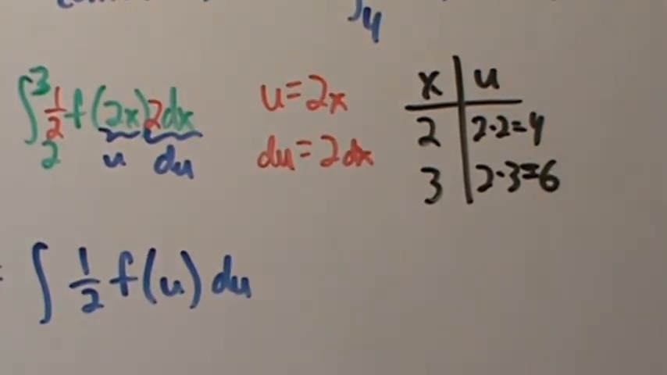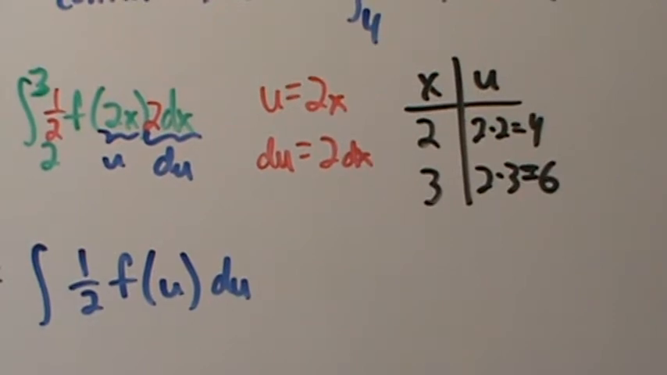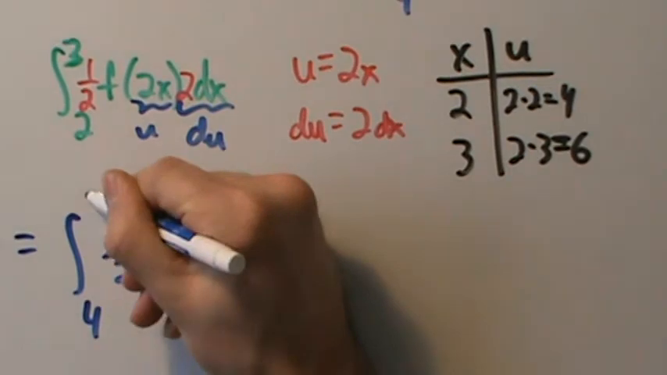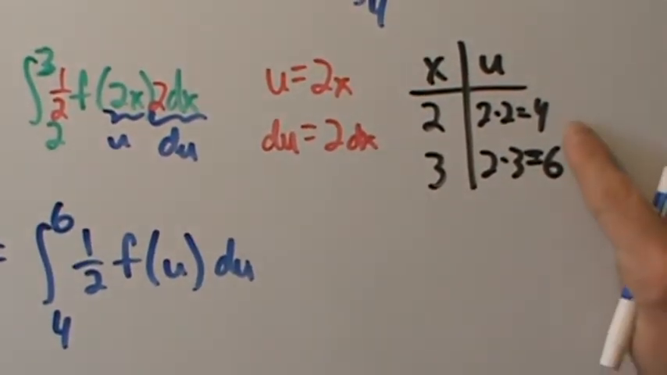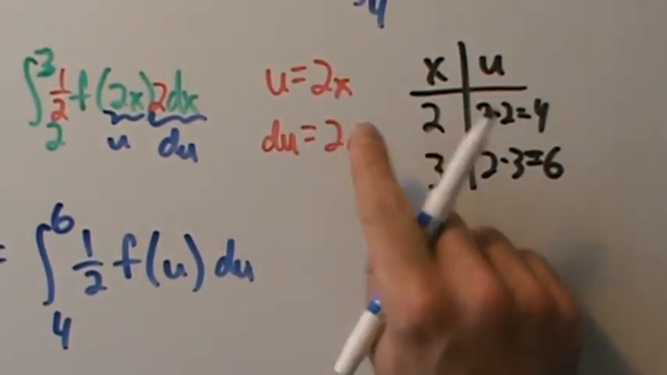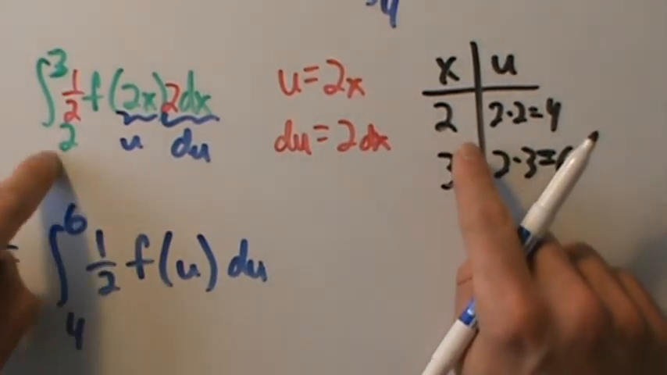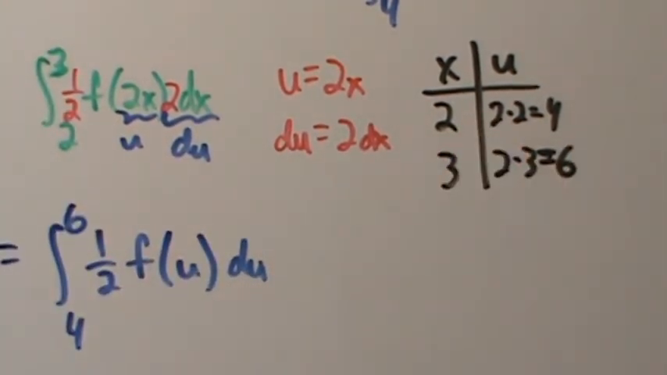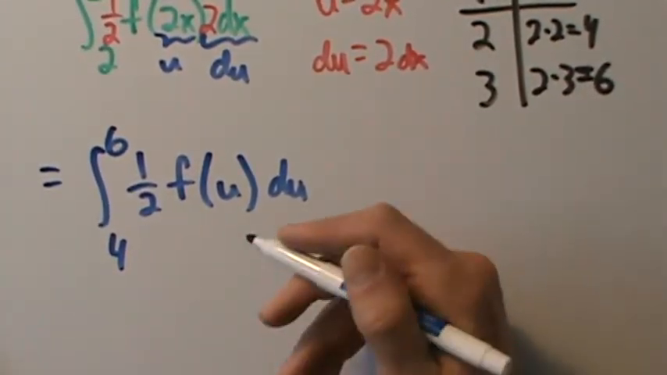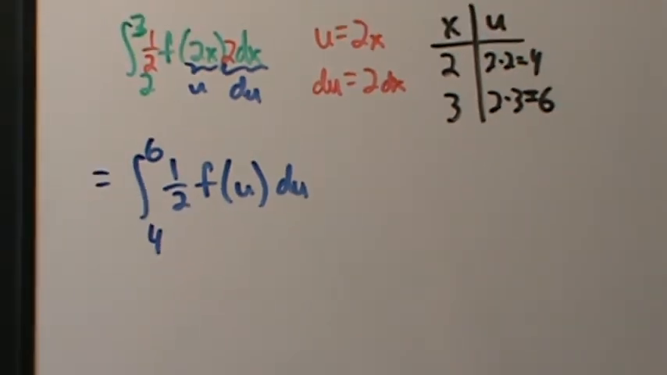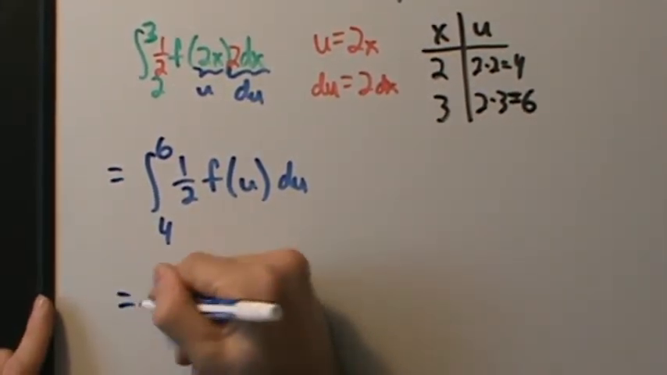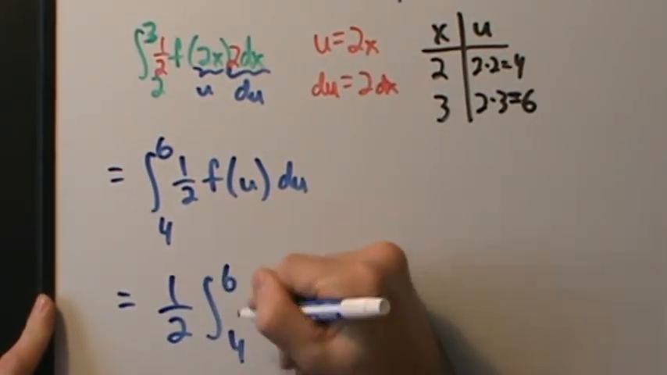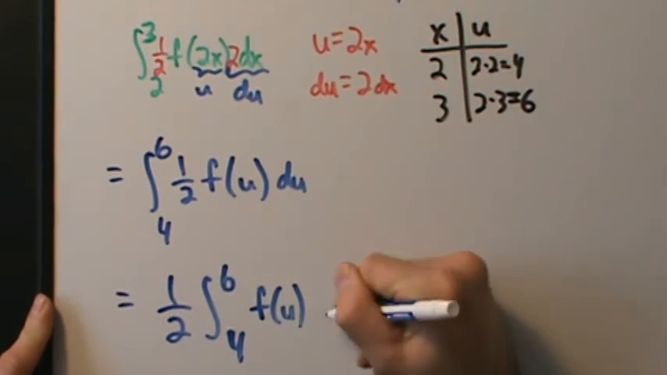That's actually really good. Why is that really good? Now this integral goes from 4 to 6. That's what we just found out. We have the substitution u equals 2x, so when x is 2, u is 4, and when x is 3, u is 6. Now let's continue with this. This equals, we pull the 1/2 out, it's just a constant multiple, so we can pull those out of integrals. So this is 1/2 times the integral from 4 to 6 of f of u du.